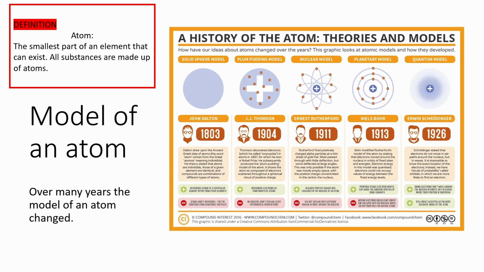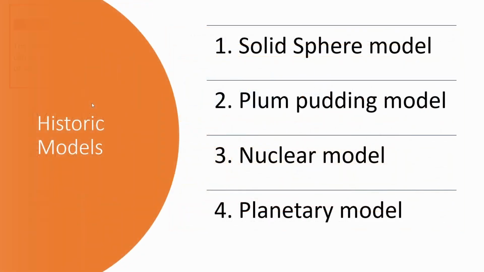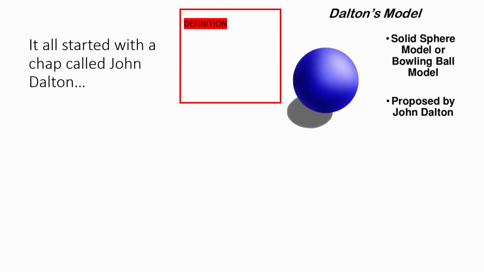So the definition of an atom is the smallest part of an element that can exist, and all substances are made of atoms. So water, air, they're all made up of atoms. And our understanding of an atom has changed over the years. At the beginning, it started with the solid sphere model, before moving into the plum pudding, then to the nuclear, then to the planetary. And so it all started with a chap called John Dalton.